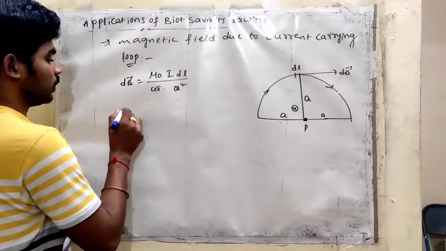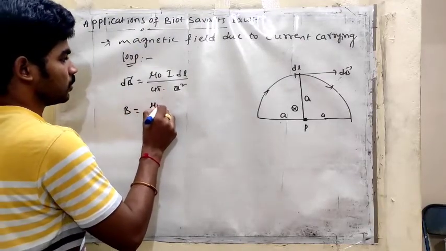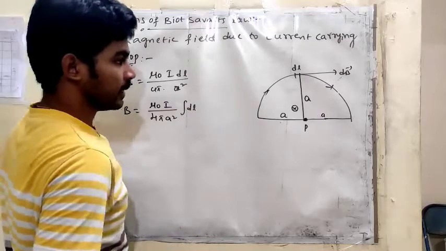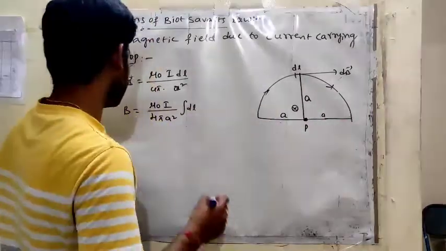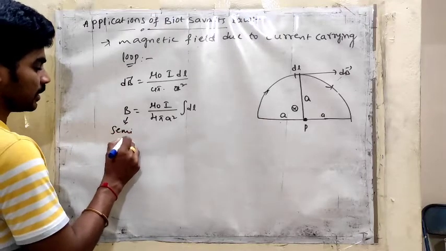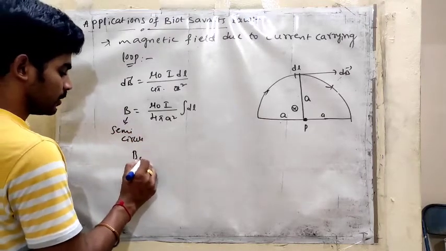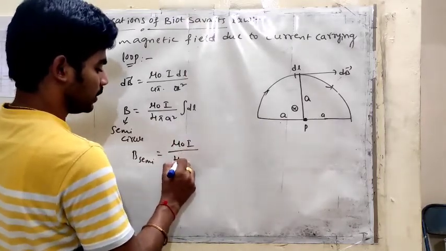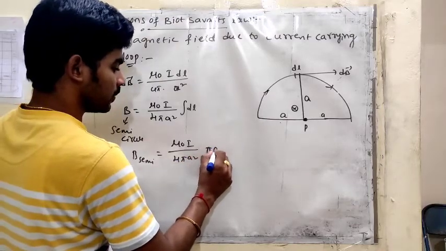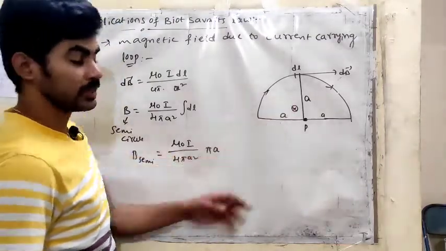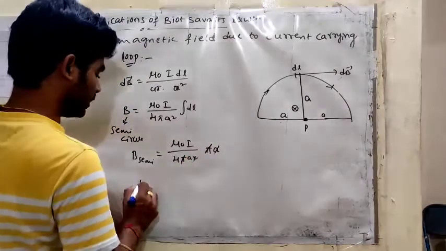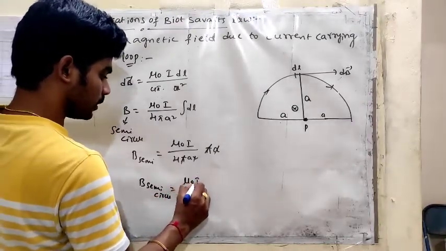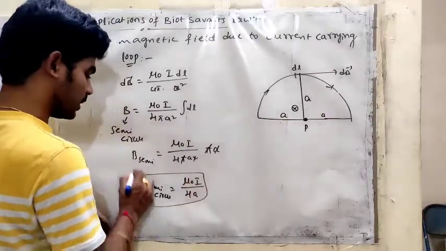I need the net magnetic field. What we can do? Integrating on both sides, mu naught I by 4 pi a square integral dl. For the circumference, this is a semicircle. So B semicircle is mu naught I by 4 pi a square into the semicircle circumference value, pi a. So only 180 degrees only, no? Pi gets cancelled, a gets cancelled. So B semicircle value is mu naught I by 4a. This is the semicircle.